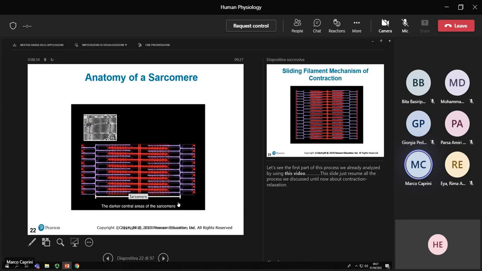The darker central areas of the sarcomere are the A bands. The A band is the region occupied by thick filaments. The thick filaments are anchored to the M line, which marks the center of the sarcomere. The central region of the A band is slightly lighter than the rest of the A band because it contains thick filaments, but no thin filaments. This region is called the H zone.